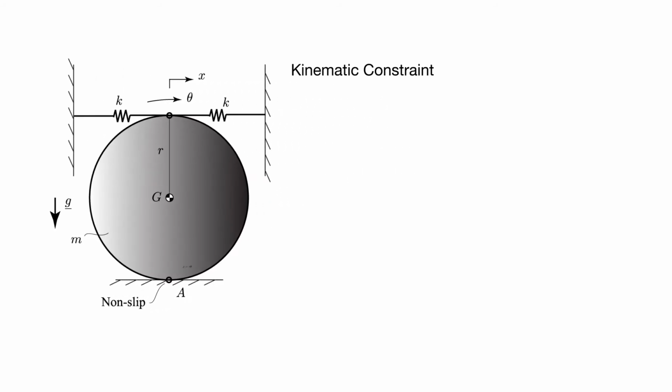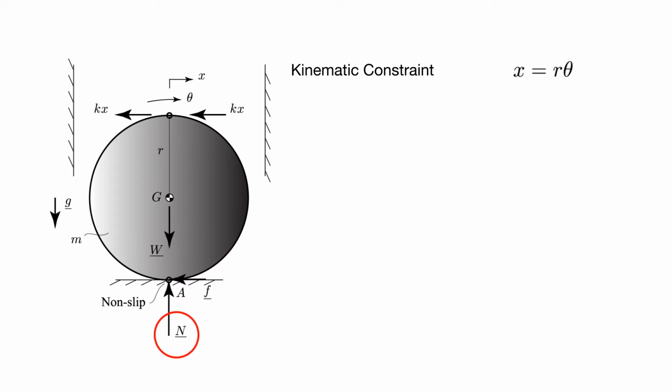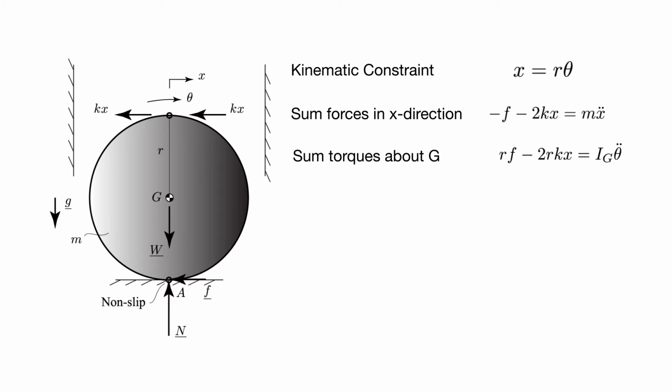Non-slip rolling clearly imposes a kinematic constraint on translation and rotation. The free body diagram contains the force of gravity, the normal force, the friction force, and two spring forces of magnitude kx. Note that the friction force F is unknown, so its direction and magnitude are arbitrary. Summing forces in the x direction, we get the following. Summing torques about point G, we get the following.